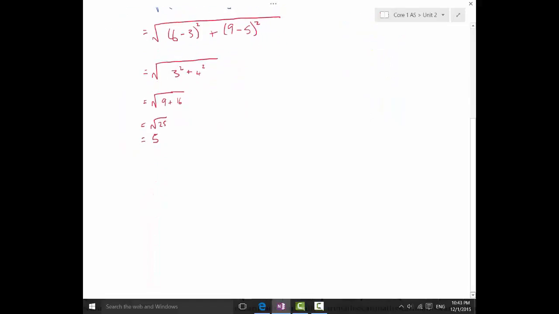What I'm going to do now is scroll down so that you have a little bit more room, and remember you can always rewind the video if you need my help. What I'm going to do now is give you 2 points. A is (3, -5) and B is (6, -9). See if you can work out the length between A and B here. Okay, so I'll start the video.